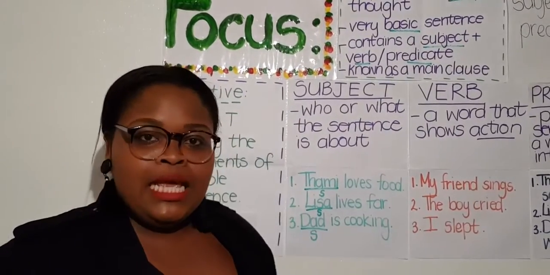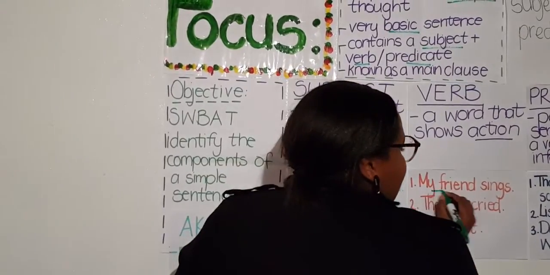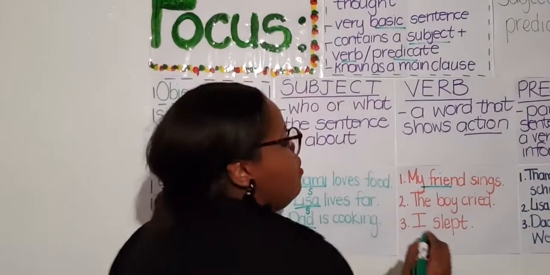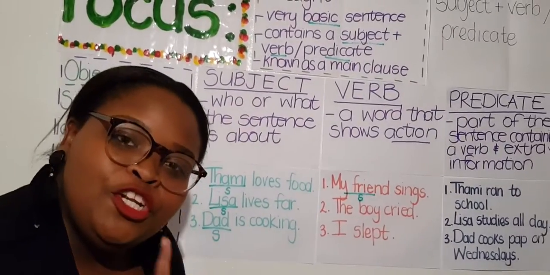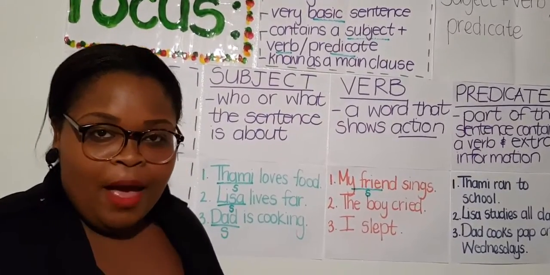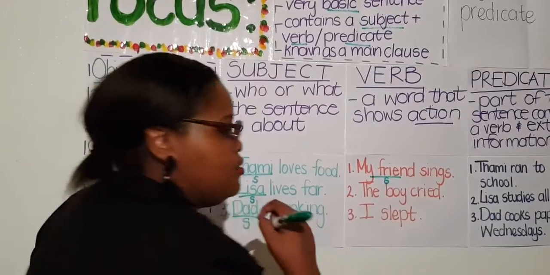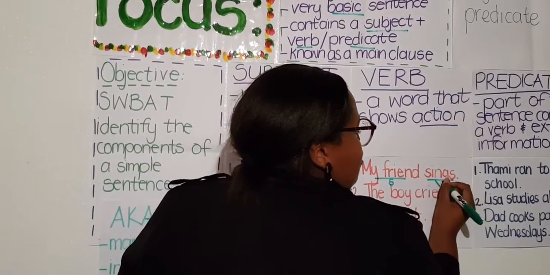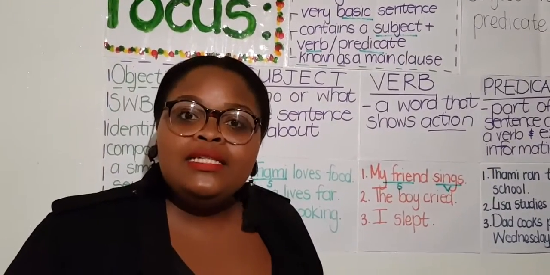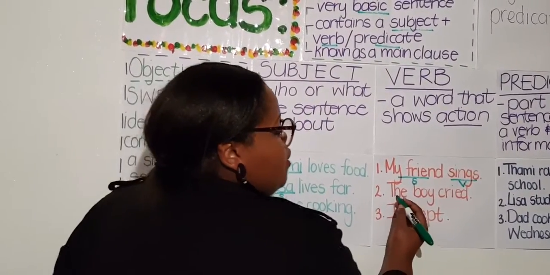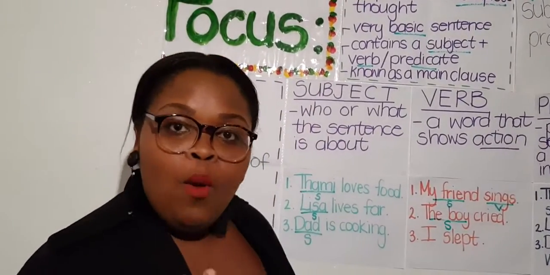My friend sings. Who or what is the sentence about? My friend. Therefore, what is my friend? Our subject. What is my friend doing? What action is my friend performing? My friend is singing, or my friend sings. Therefore, sings is our verb. The boy cried. Who or what is the sentence about? The boy. So the boy is our subject. What is the boy doing, or what did the boy do?